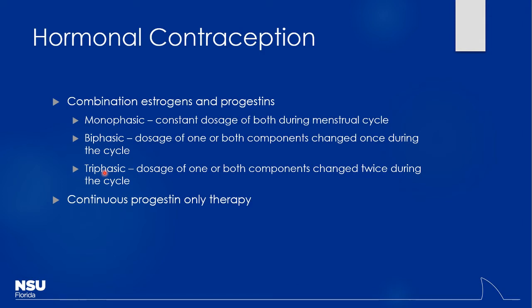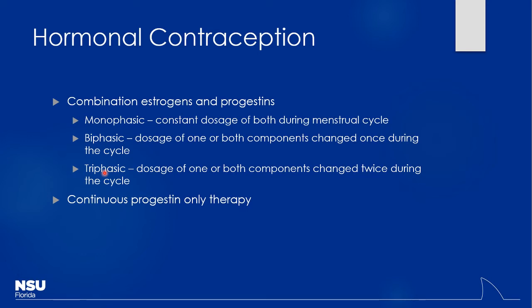Biphasic is typically going to have at least one change in dosage partway through the month. So you may have a change of, say, the dosage of the estrogen or the progesterone. At least one change happens there. And then for triphasic, you're going to find there's two changes that occur. Typically, you have one dosage at week 1, you take a different dosage at week 2, and then week 3 is another dosage change. Okay.